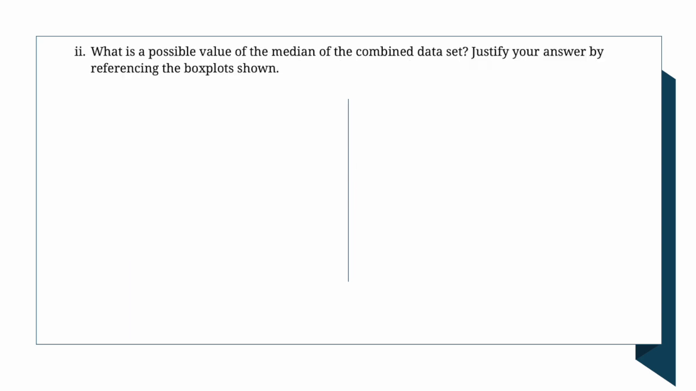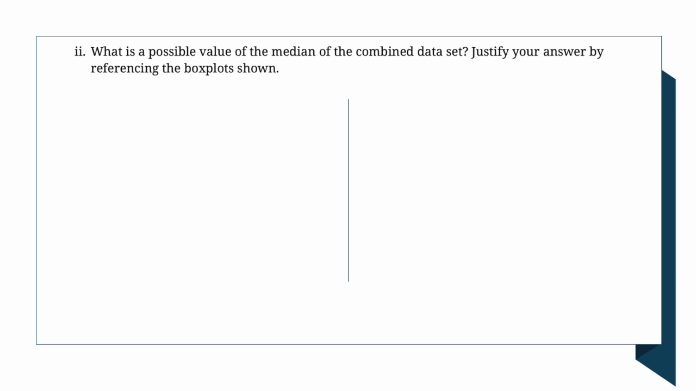Now, second part of C: what is the possible value of the median of the combined data set? Justify your answer by referencing the box plots shown. This is a bit of a tricky question. This is where you could have made a mistake by adding the two medians, or finding the average of the two medians, or finding the range and then dividing that by 2 or something like that.